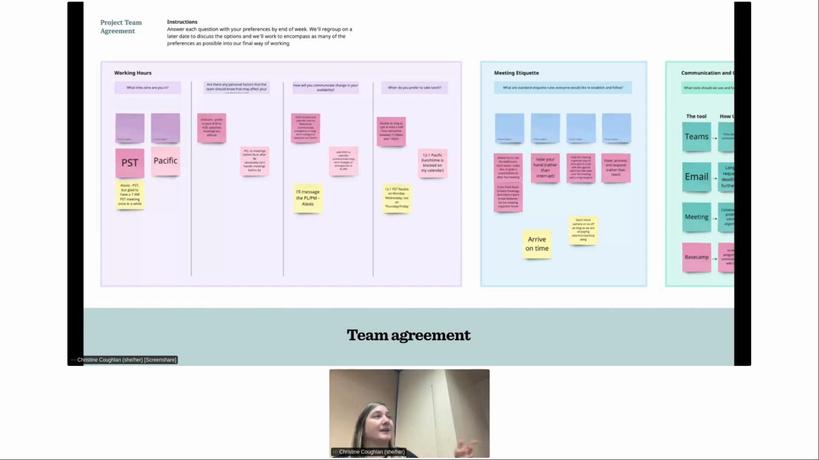Some of the categories that I like to include within a team agreement are things like, what are our working hours? I have been primarily working on remote teams for the last 5 or more years. And I want to make sure that if I have team members that are in the Eastern time zone or the Pacific time zone, I'm taking that into consideration when I'm building out a schedule or building out when we're going to meet on different things.